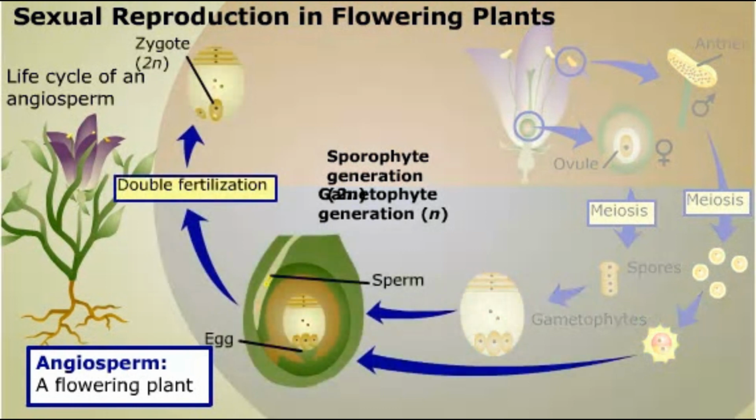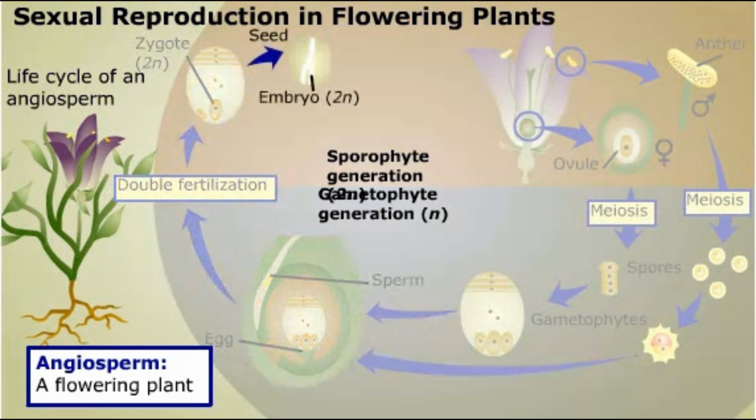Fertilization occurs when an egg and a sperm cell fuse to form a diploid zygote. Fertilization returns the haploid gametophyte generation to the diploid sporophyte generation. The zygote develops into a multicellular seed that contains a diploid sporophyte embryo. The seed is enclosed within an ovary, which matures into a fruit.